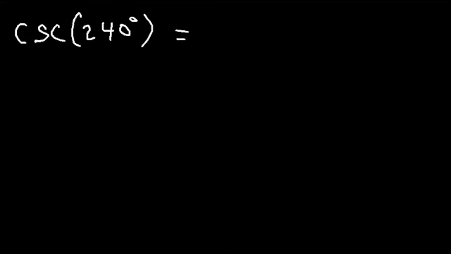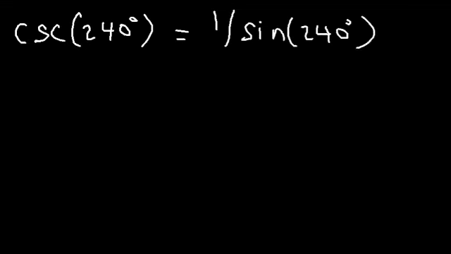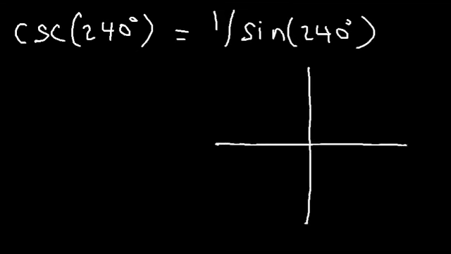So now let's try another one. Let's say we wish to evaluate cosecant of 240. Feel free to pause the video and see if you can figure this one out. See if you can get the answer. Cosecant is 1 over sine, or 1 over sine 240. So let's draw 240. 240 is in quadrant 3.